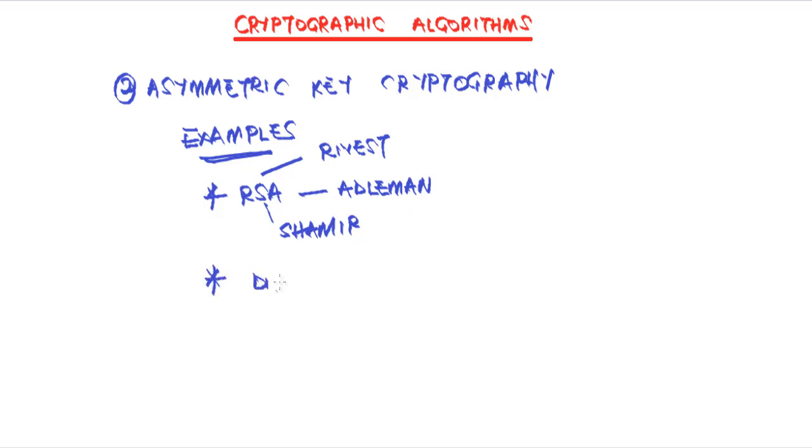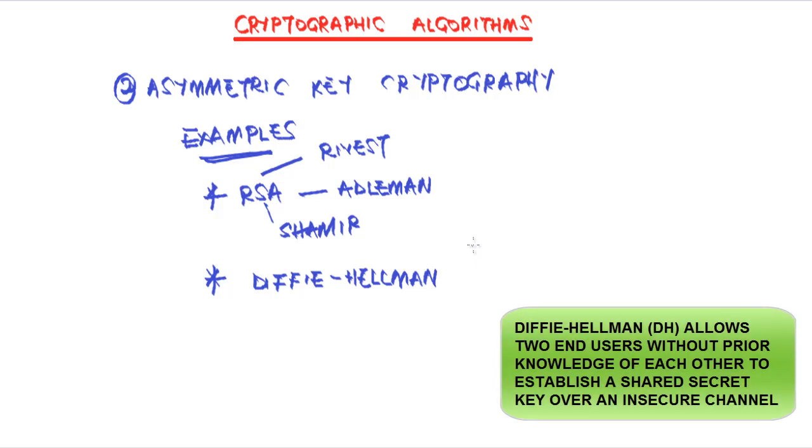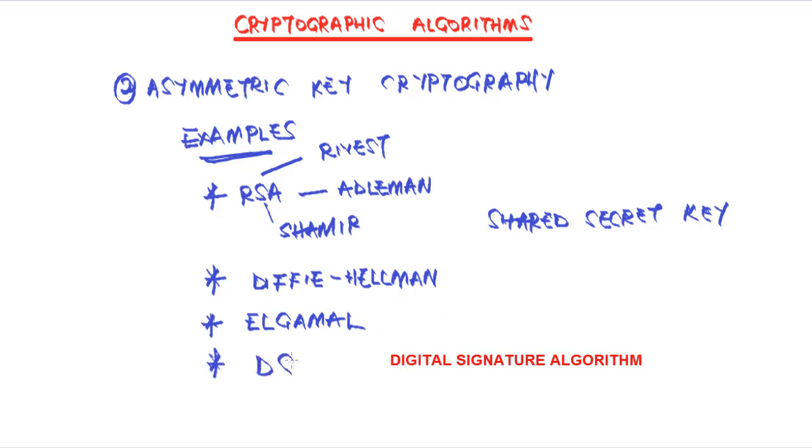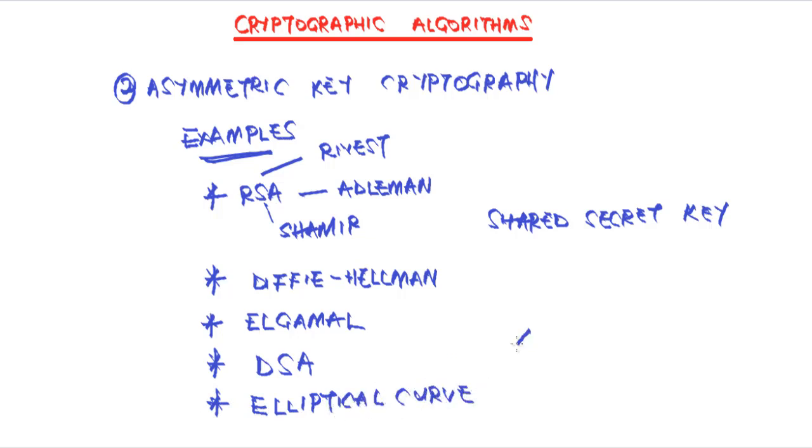Another example that we have is Diffie-Hellman. Now Diffie-Hellman is used for key exchange. So two peers that do not have prior knowledge of each other can establish a shared secret key over an insecure channel. Another one that is similar to Diffie-Hellman is ElGamal, but this has more uses than Diffie-Hellman. It's also used for digital certificates. We could also have the Digital Signature Algorithm, that's DSA, and some other ones include elliptic curve and also the Public Key Cryptography Standards.